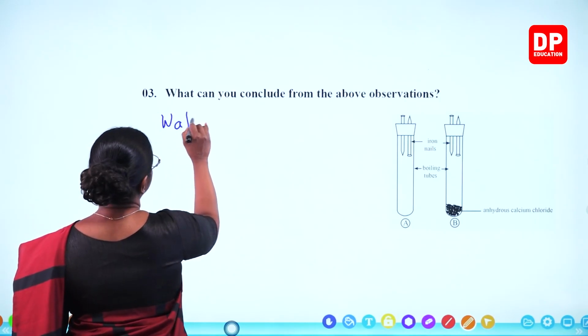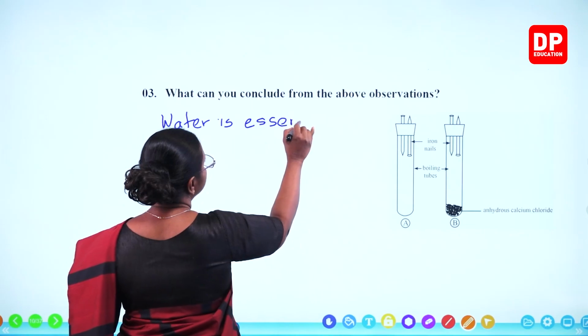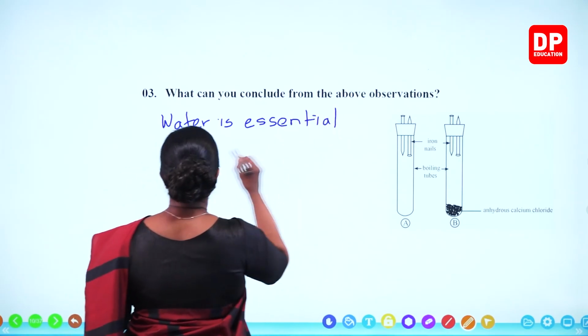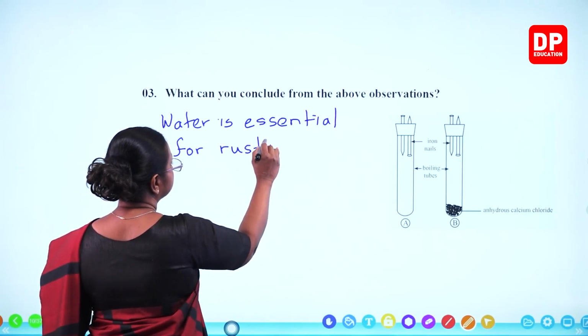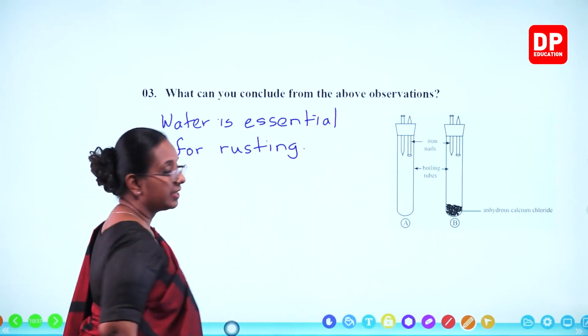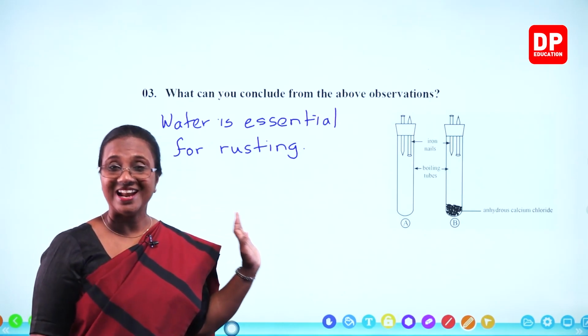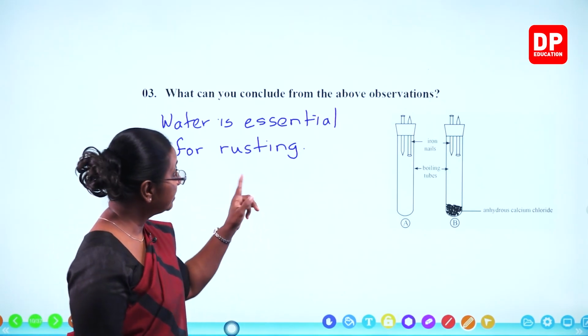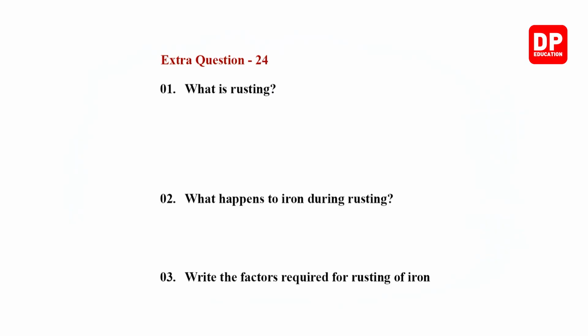Water is essential for rusting. I am sure you can understand all these, students. With that, I will move on to the next slide. That is extra question 24.